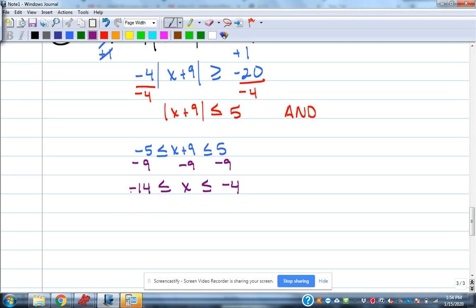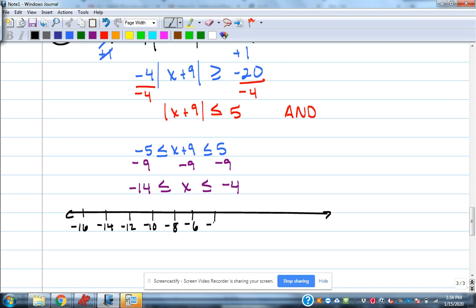Let's get it on a number line. So I know I'm just going to go by 2s. I don't need all of those, but I'm putting them on there. So what goes above the negative 14? Filled in circle, above the negative 4. Where are the answers? Between those, in the middle.